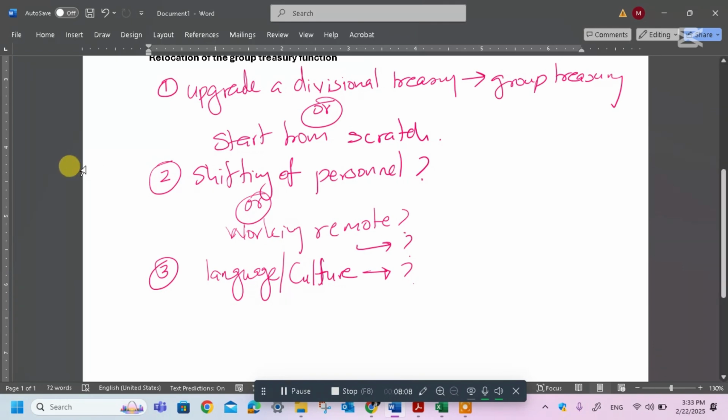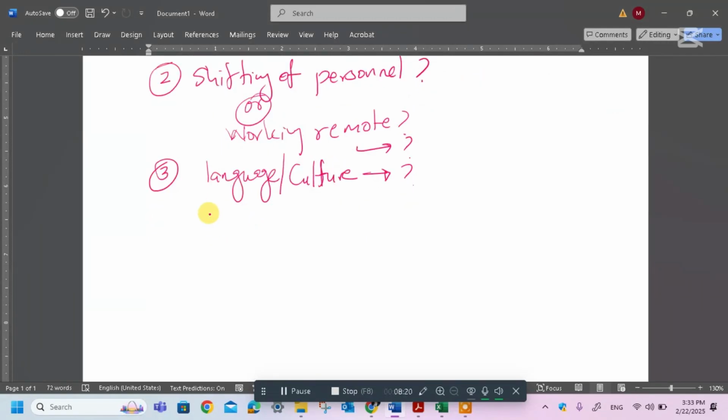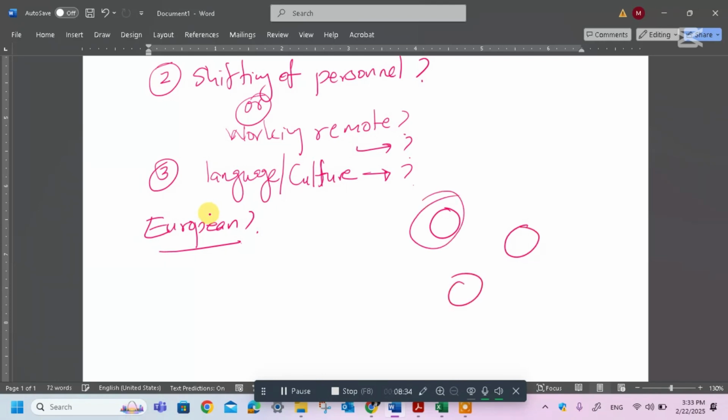Then also the question asks you something specific. What are they asking? The impact upon treasury activities relating to the European subsidiary and the American company. Okay. So the other functions, that is the European ones, now what will happen to them? Because in Europe, they have 3 subsidiaries. This is in one country, this is in another country, this is in another country. Let's say now this is the country where you are going to have the group treasury.